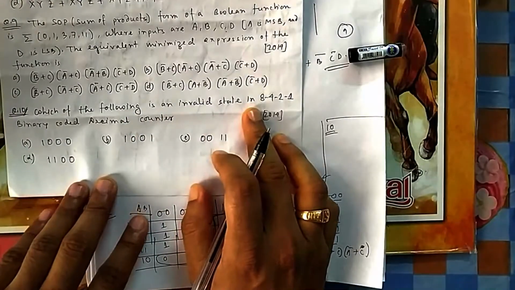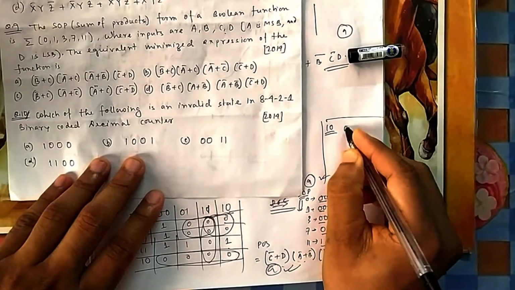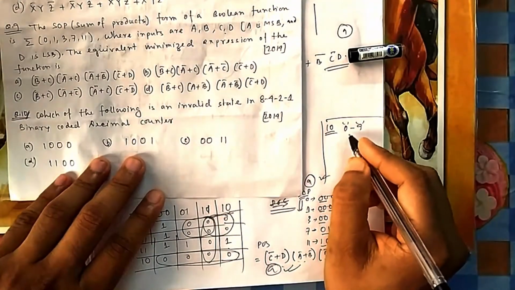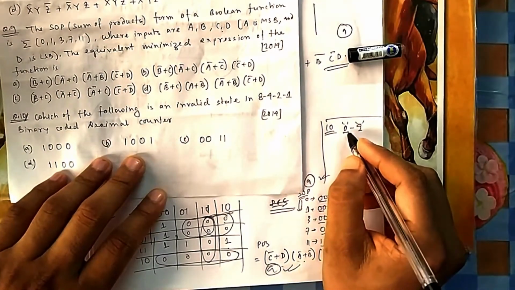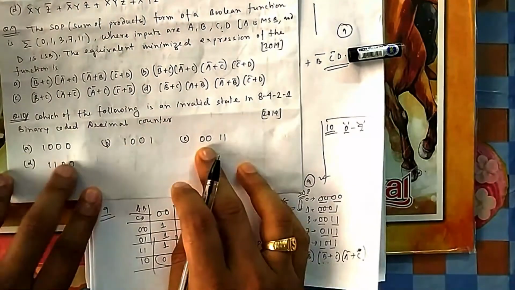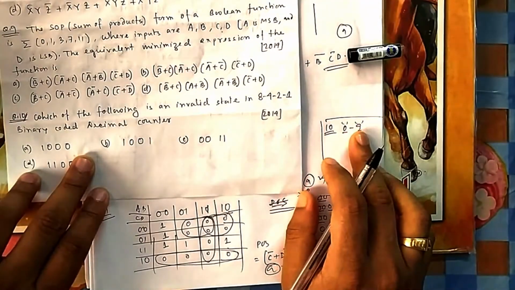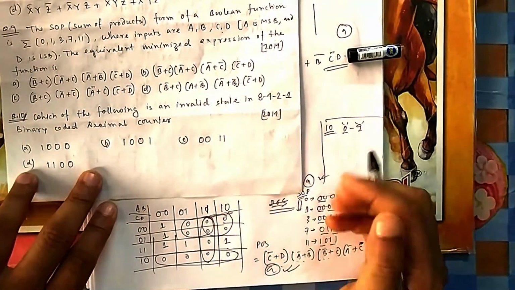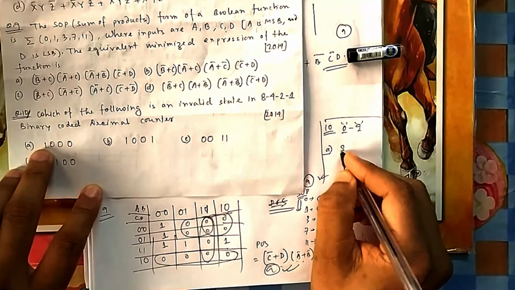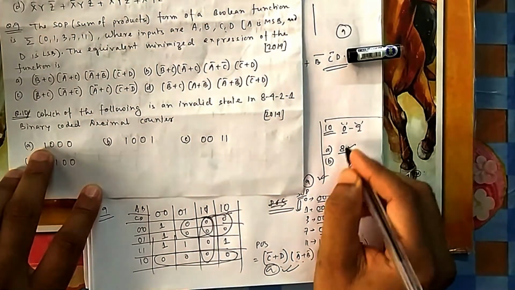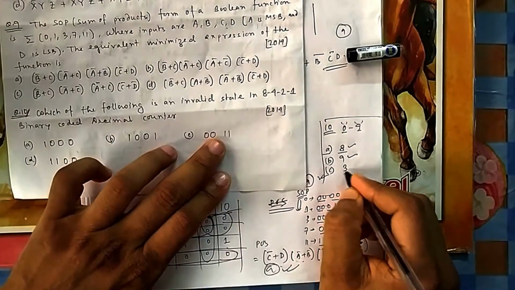Which of the following is the invalid state for 8421 binary coded decimal counter? So binary coded decimal counter counts from 0 to 9, because it is decimal numbers. So you see which one is invalid, meaning which one is giving more than 9, because there are 10 states. It can count from 0 state to 9 state, so it cannot count 10 or more. If you see option A, 1, 2, 4, 8, this represents binary 8, which is within 9. Okay, it can count. Then second one is 9, this can count. Third one is 3, this also can count.